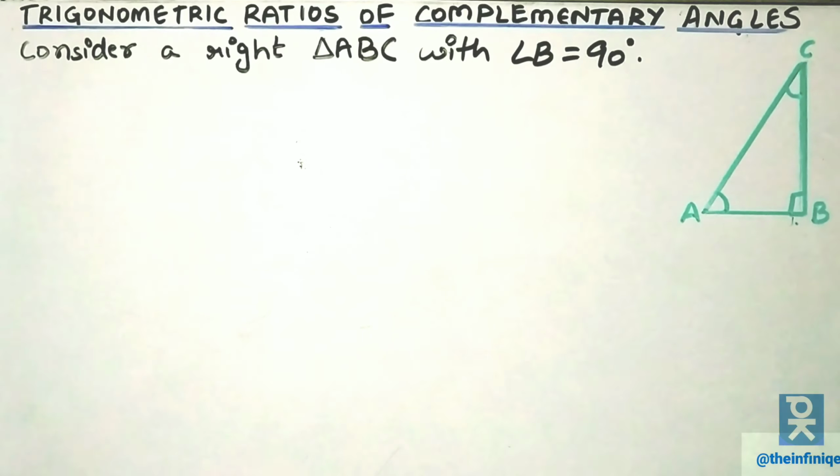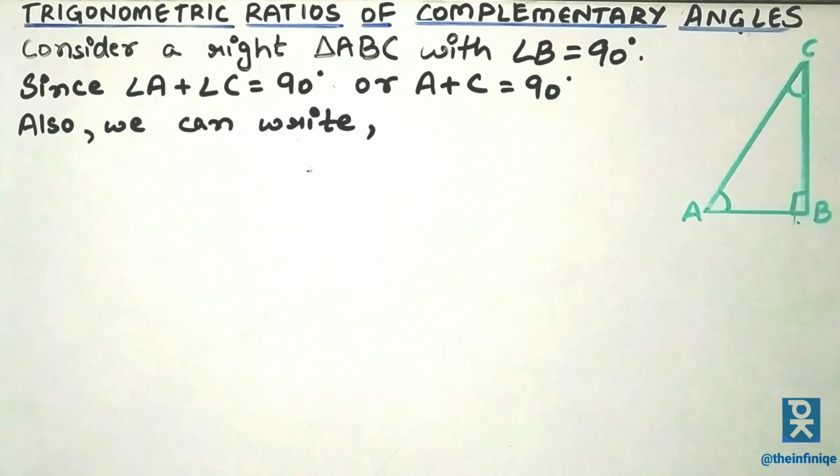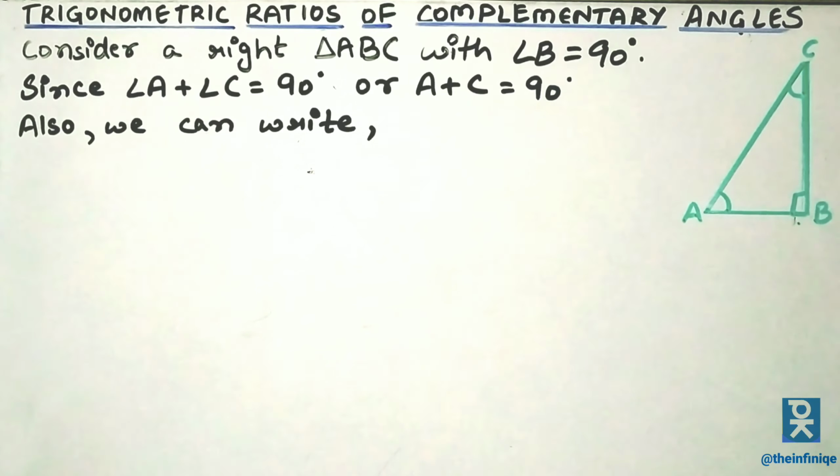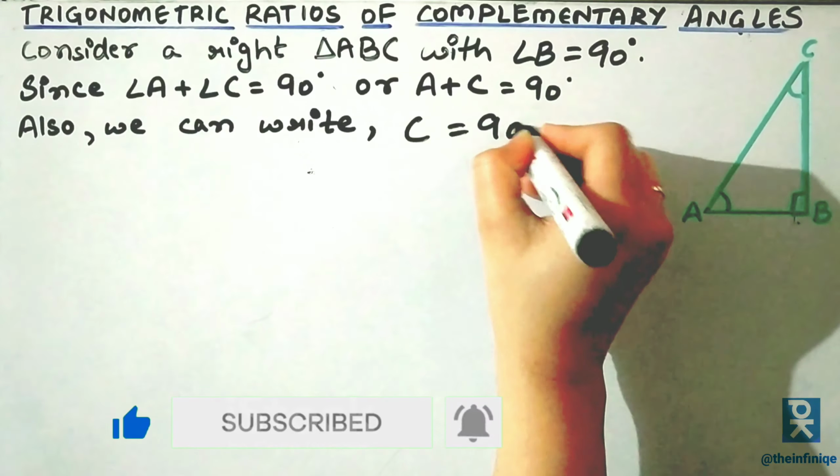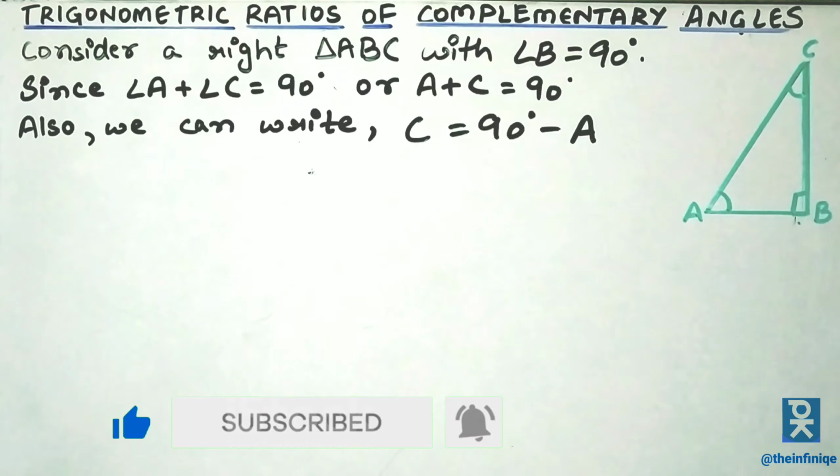So recall that two angles are said to be complementary if their sum is equal to 90 degrees. So in triangle ABC, we have angle A and angle C are complementary angles. That is, angle A plus angle C is equal to 90 degrees. From this, we can also write angle C is equal to 90 degrees minus A.